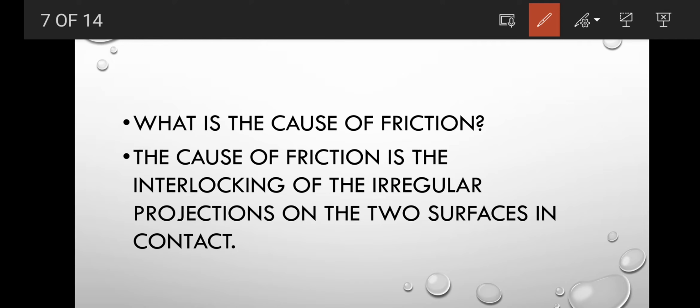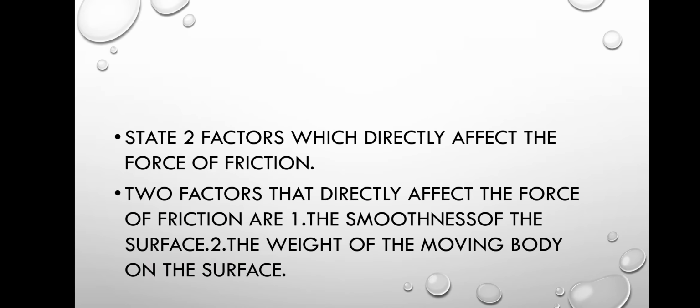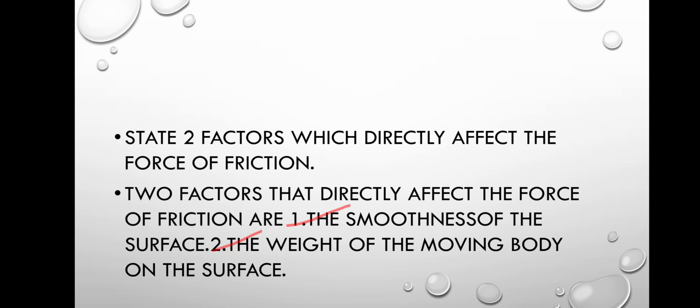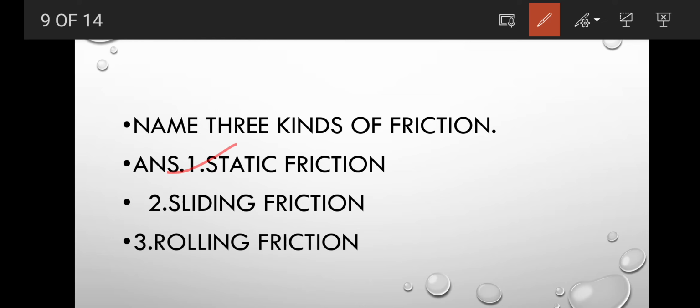What is the cause of friction? The cause of friction is the interlocking of the irregular projections on the two surfaces in contact. Irregular projection means what? The surface becomes rough. Okay. Now next, state two factors which directly affect the force of friction. Here I have taken very easy factors. First factor is the smoothness of the surface, and second, the weight of the moving body on the surface. Okay. Now next, name three kinds of friction. First static, second sliding, and third rolling friction.